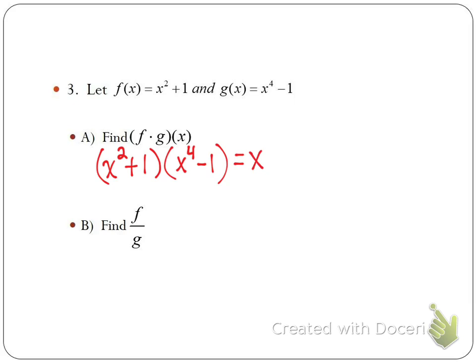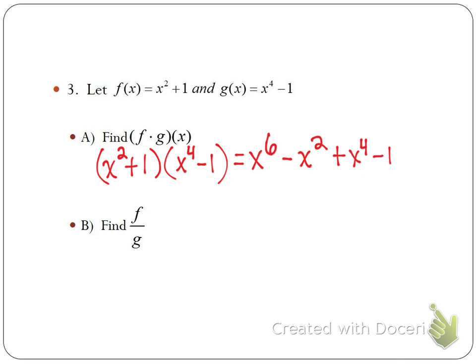X to the what power? When we multiply the same base, we add the exponents. We should get x to the 6th. X squared times negative 1. Negative x squared. 1 times x to the 4th. X to the 4th. And 1 times negative 1. Negative 1. Can we combine any like terms?